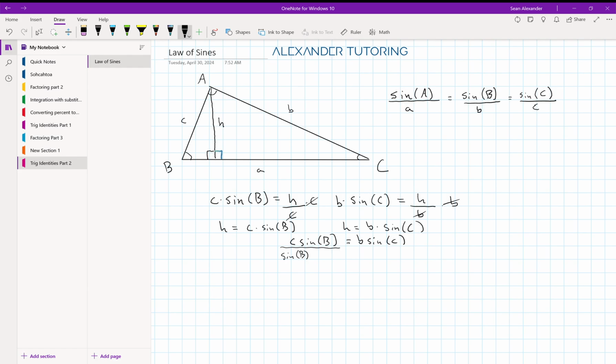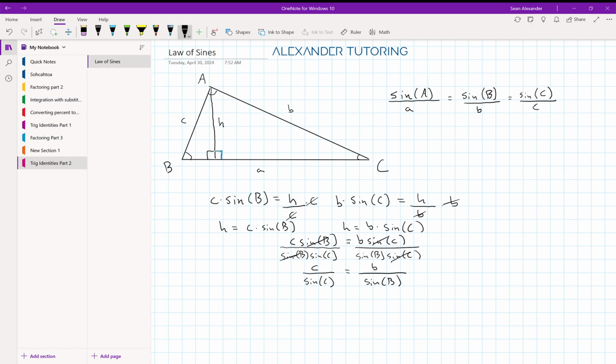Sine B, sine C. Same thing on the other side. Sine B, sine C. This is just a little bookkeeping, so this cancels to make it look a little more like what we're going for, and then we get c over sine C equals b over sine B.